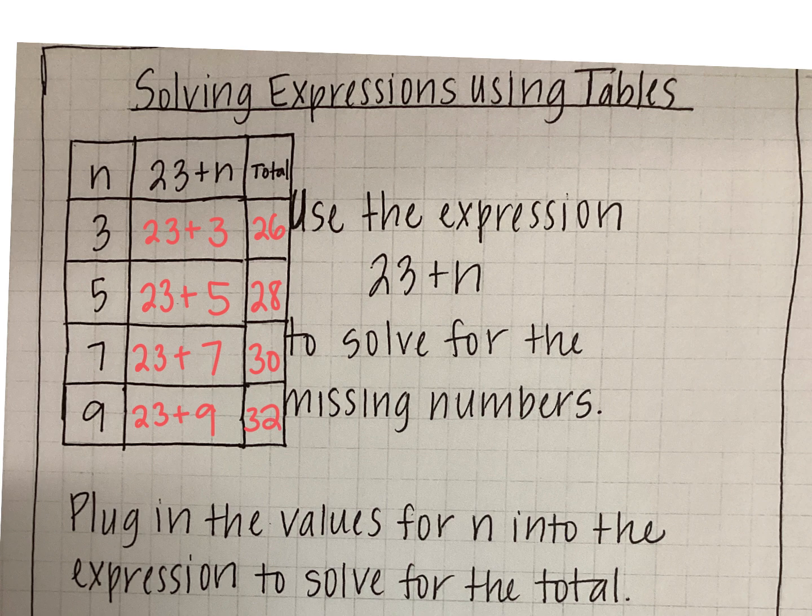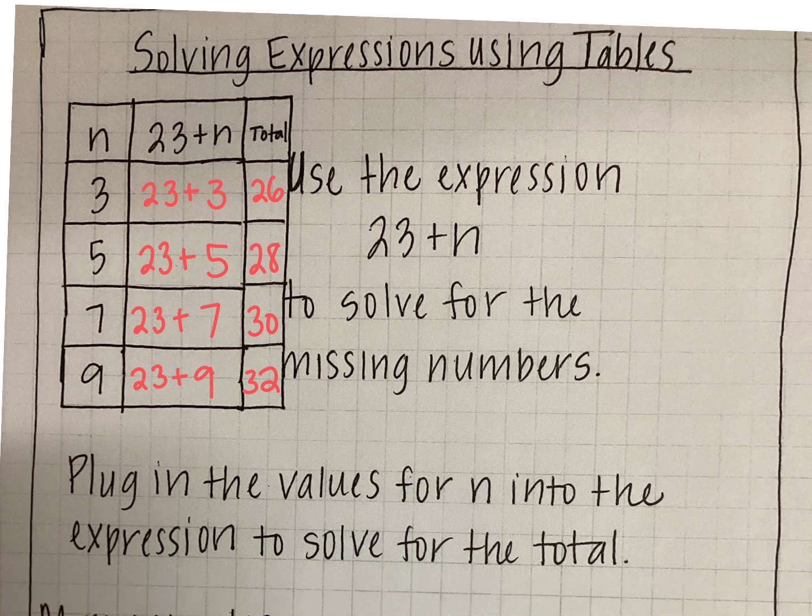So I'm still using expressions. It just, instead of telling me, solve the expression for n is 2, I have a whole bunch of different n's I can use because remember it's a variable and variables can change depending on what it is. In a table I have a lot of different numbers that I could use for n. So I'm showing what the total is for all of those different numbers.